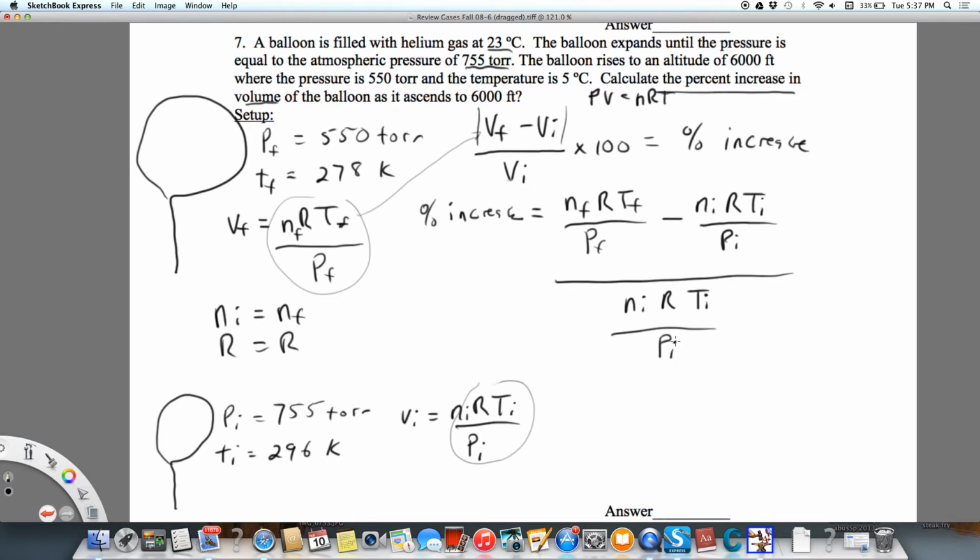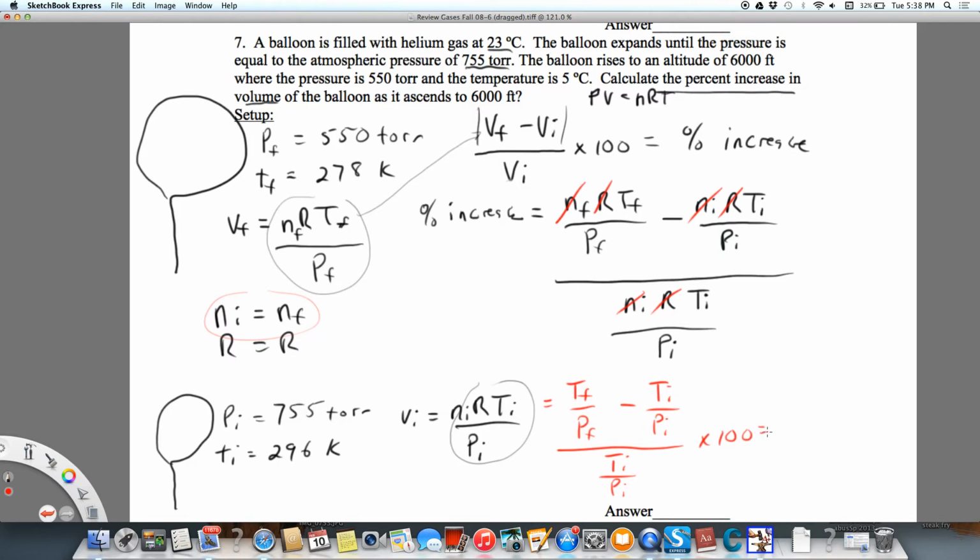Now we're going to simplify this because R can be canceled out just knowing basic algebra. And we know that the moles are the same, so we get rid of those. And now this whole thing kind of simplifies. We can simplify this out to TF over PF minus TI over PI, and that is going to be all over Ti over Pi, and this of course is times 100. Okay, so now all we have to do is plug in our values.